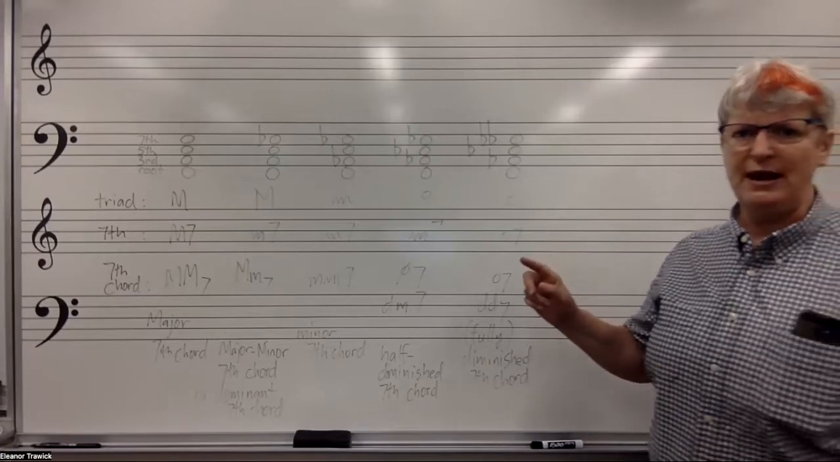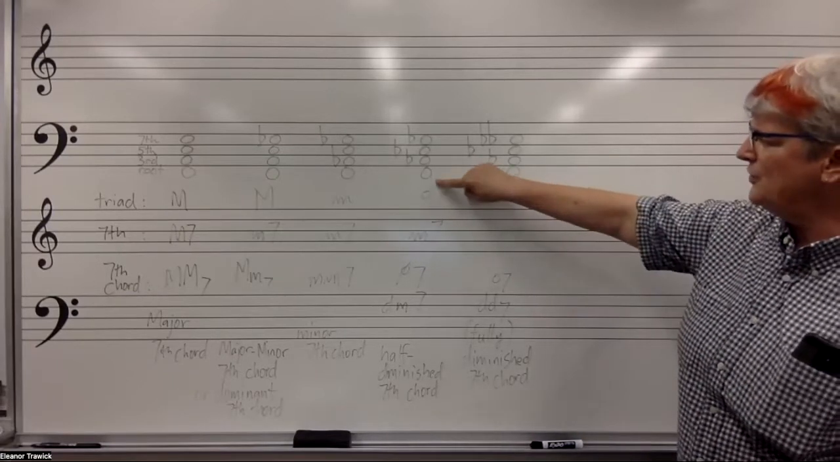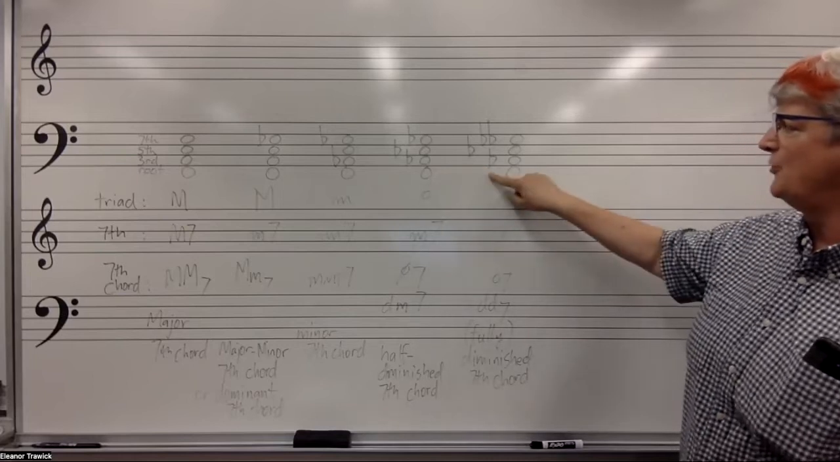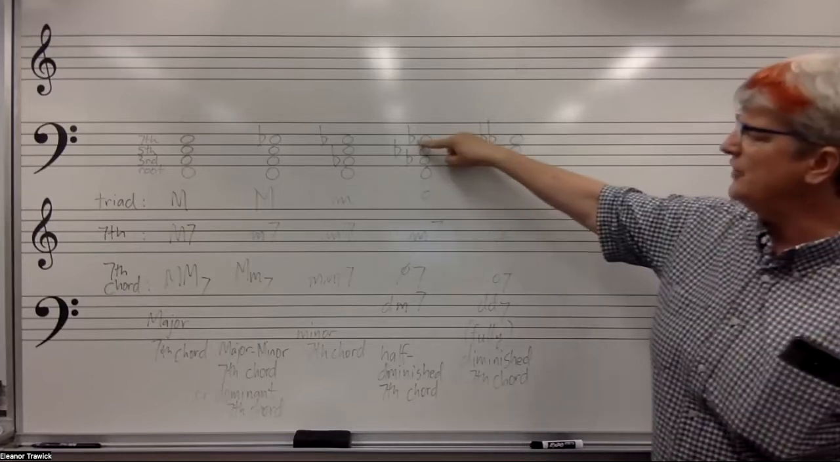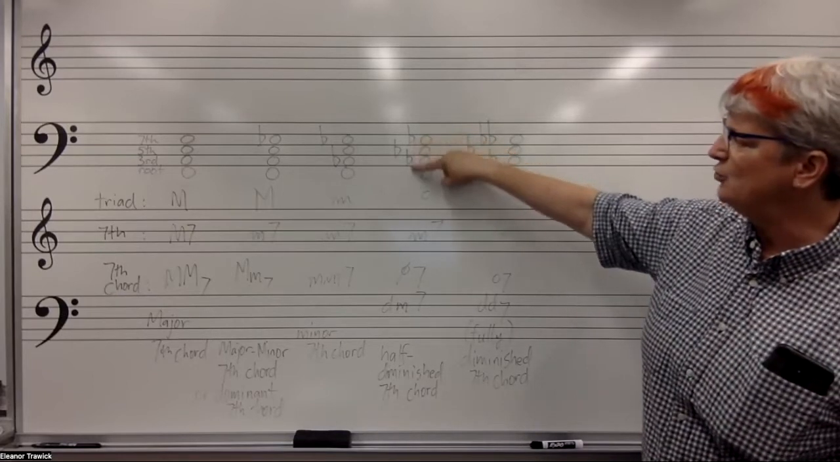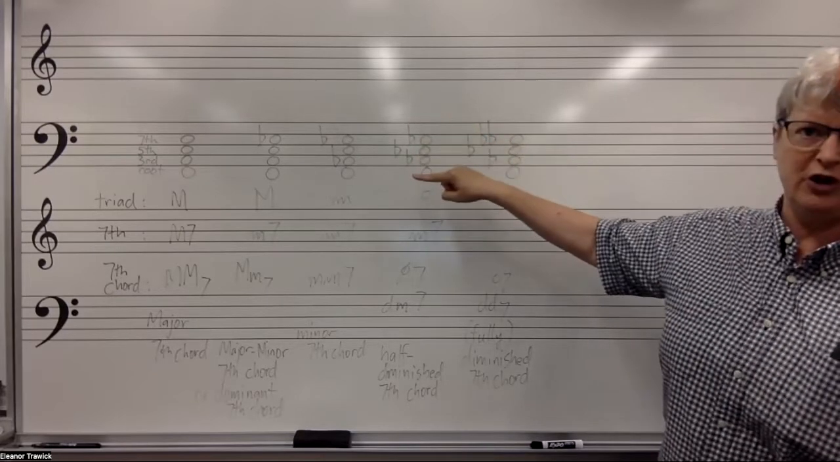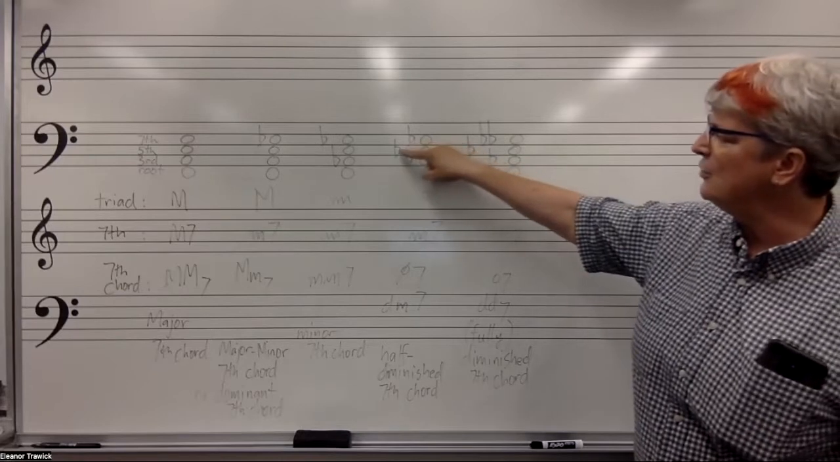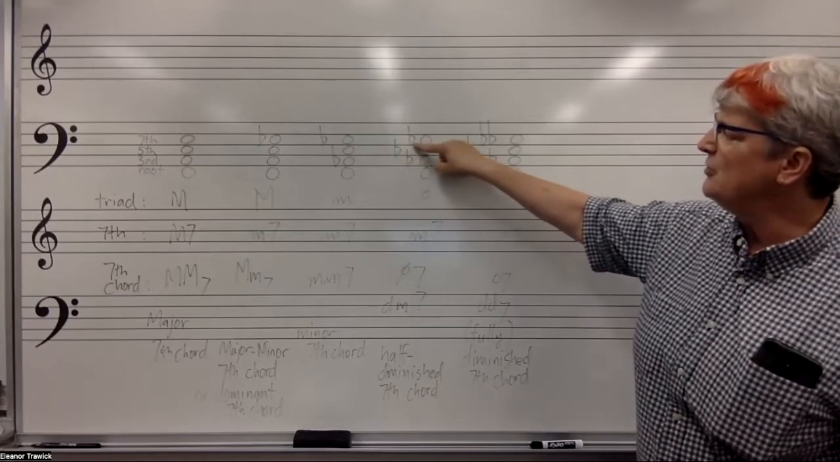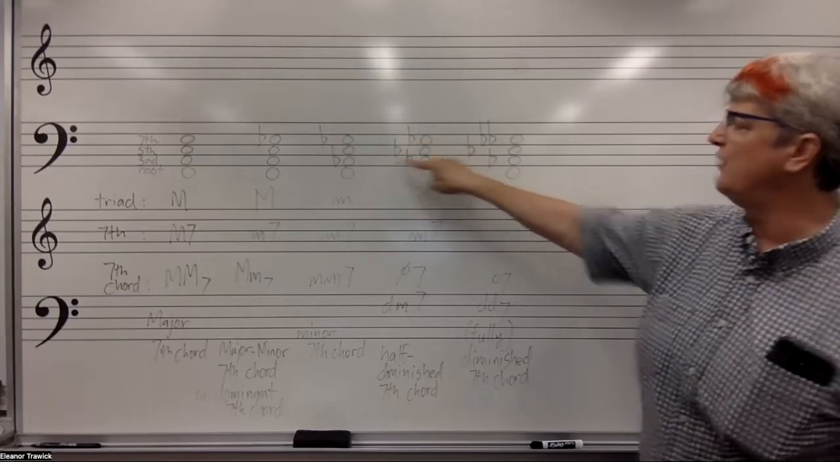One more thing to point out to you. Notice how when I wrote this half diminished seventh chord and this diminished seventh chord, I can't really put all the flats right on top of each other because they're too tall and they would run into each other. See how I've staggered the flats so that some of them are closer to the notes and others are farther away?